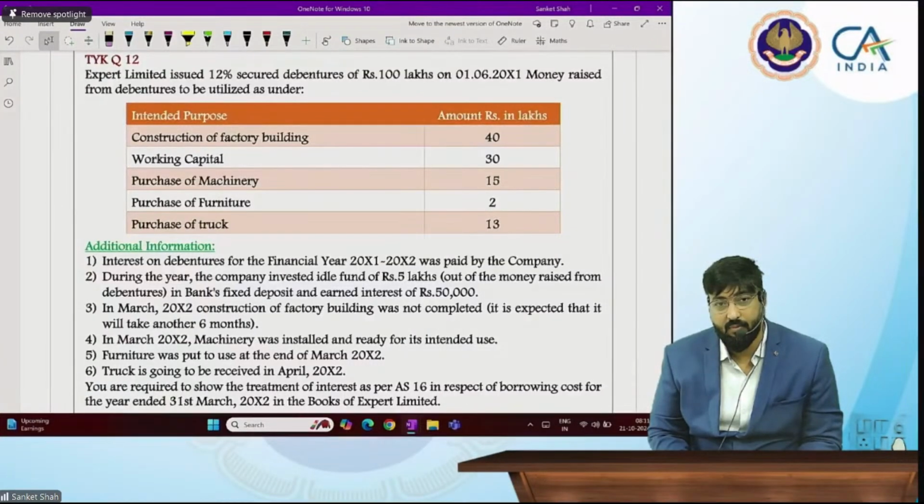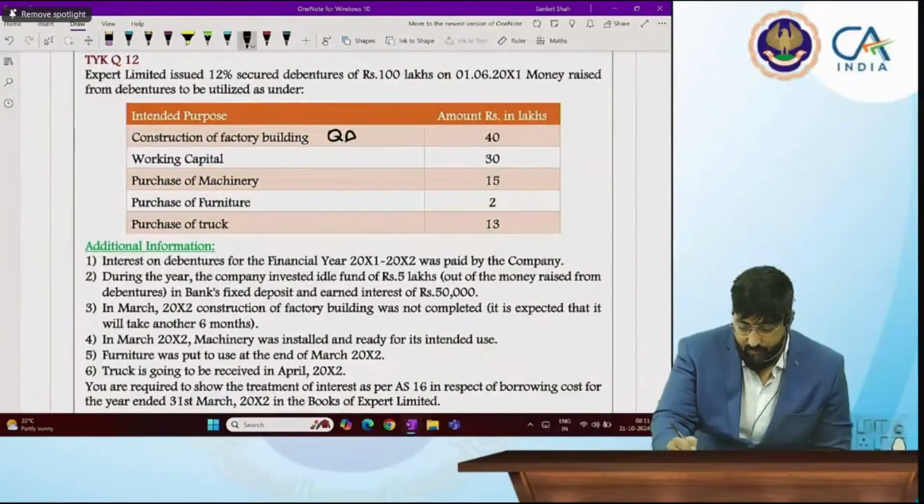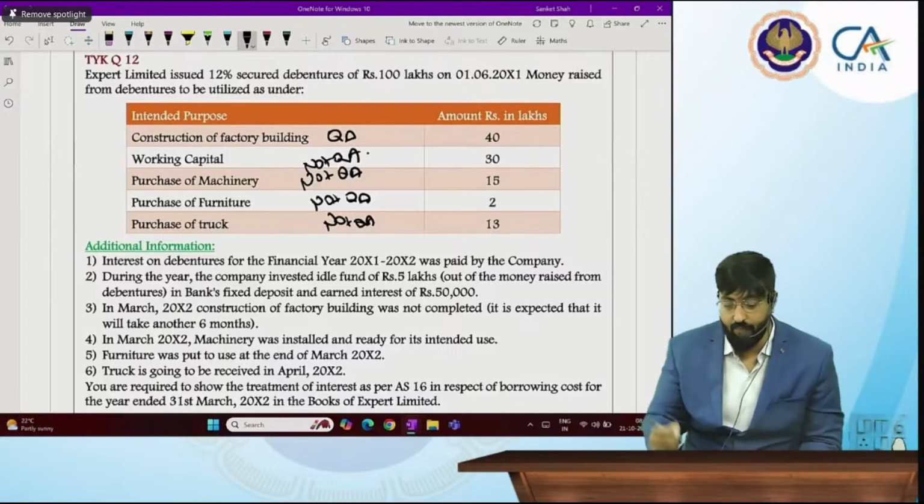So first of all, we'll divide which are qualifying assets and which are not qualifying assets. What is your interest amount? Interest to be capitalized. Now instead I ask you a different question. This is a qualifying asset. Yes, sir. The first one is a qualifying asset, the rest are non-qualifying assets because it's ready. What is the interest?